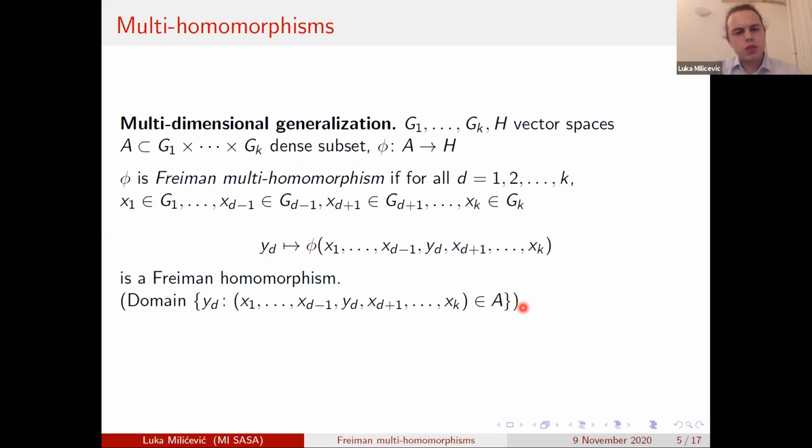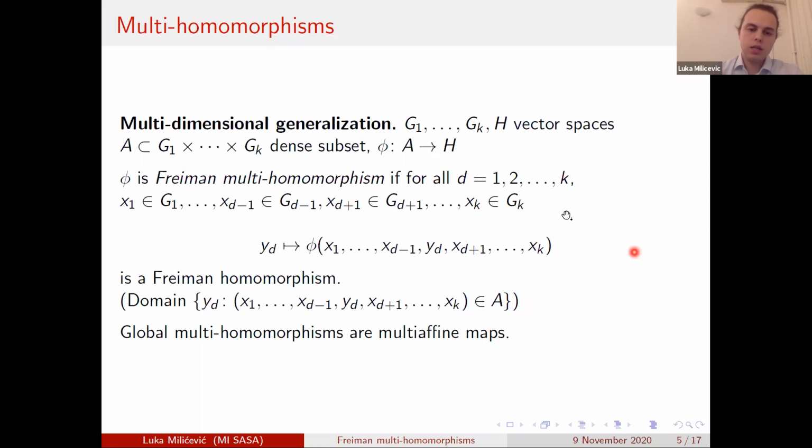All right, so once again, we should ask ourselves what happens in the case that we are lucky and A is actually the full product of G1 up to GK. So in that case, we once again get the defining property of multi-affine maps. So in other words, global Freiman multi-homomorphisms are exactly multi-affine maps.